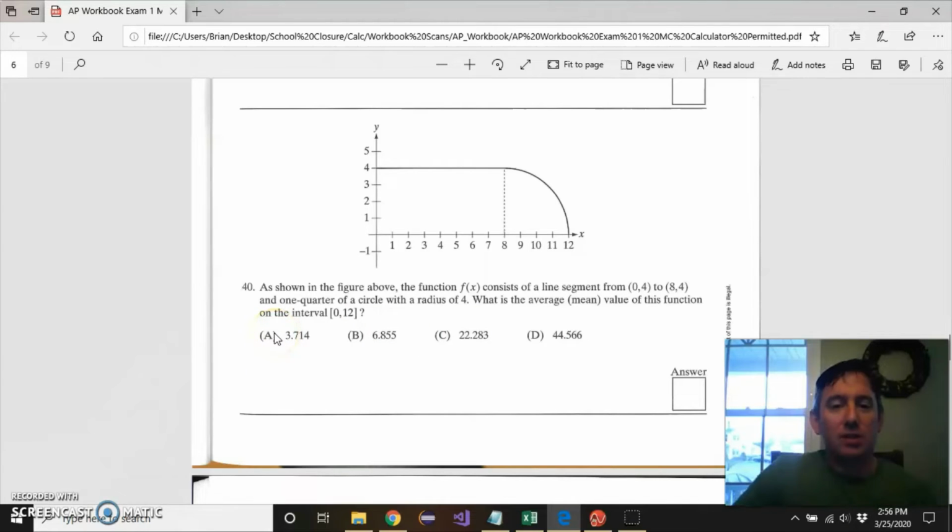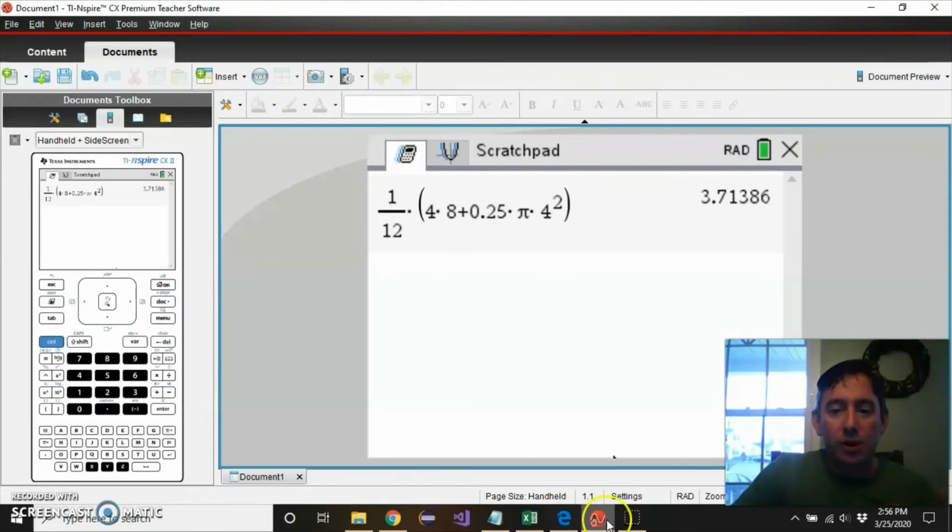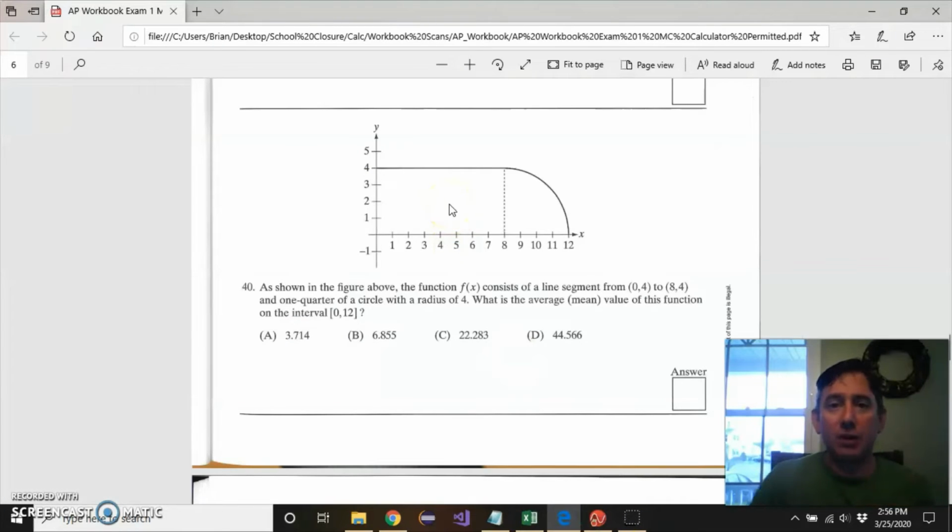But if you like doing things the long way, or the right way, I guess, you can use your average value formula. I want to find the area of a rectangle that is 12 units wide, and f of c units high, f of c being the average value. And that should be equal to the integral of this weird function from 0 to 12. You don't actually have to do any calculus. You can find the integral of this function geometrically. You have a 4 by 8 rectangle, and then you have a quarter of a circle of radius 4. So find this area and then divide it by 12.